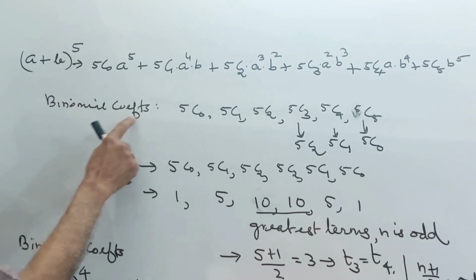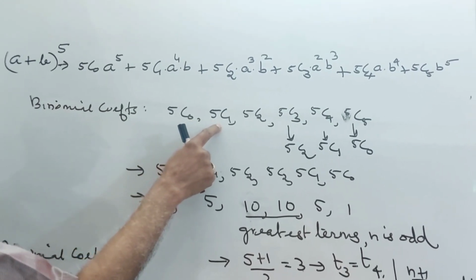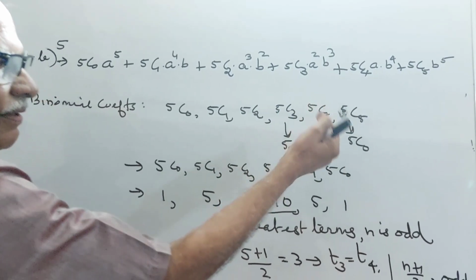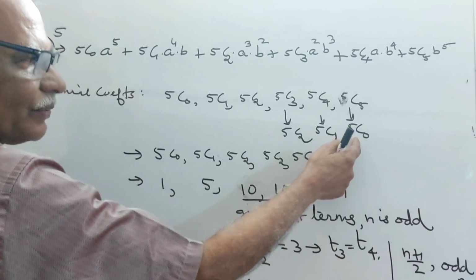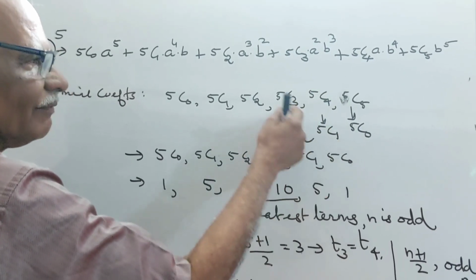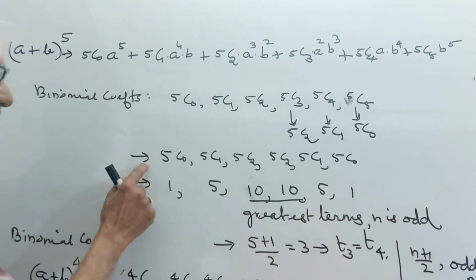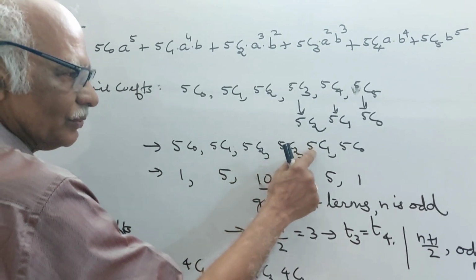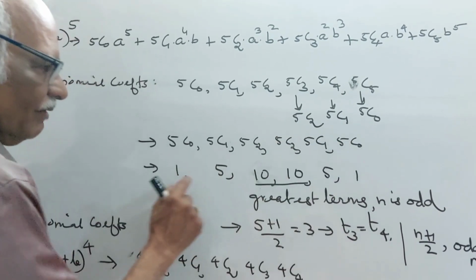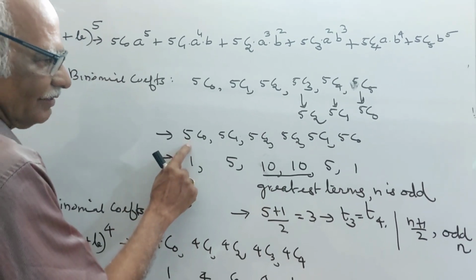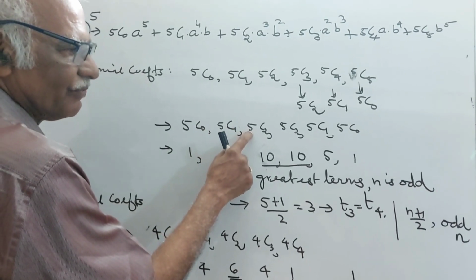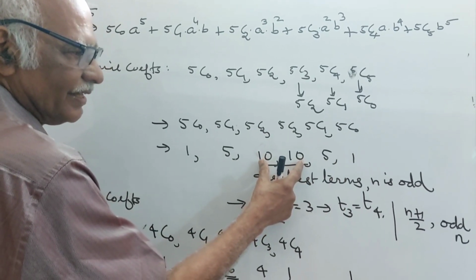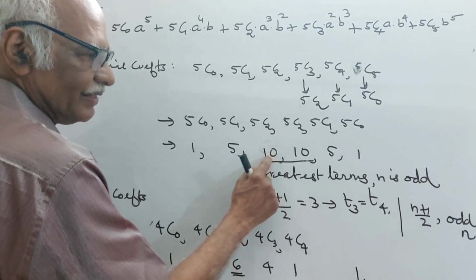The binomial coefficients are 5C0, 5C1, 5C2, 5C3, 5C4, 5C5. But 5C5 is 5C0, 5C4 is 5C1, 5C3 is 5C2. So the coefficients are 5C0, 5C1, 5C2, again 5C2, 5C1, 5C0. When you simplify, it is 1, then 5, then 5 into 4 by 1 into 2, which is 10, again 10, 5, 1. So we see the greatest coefficients come here, 10 and 10.